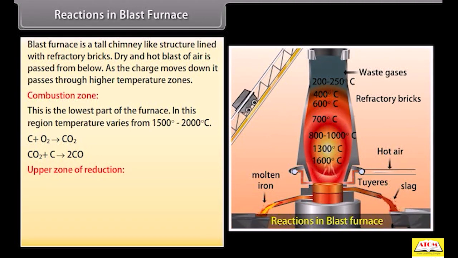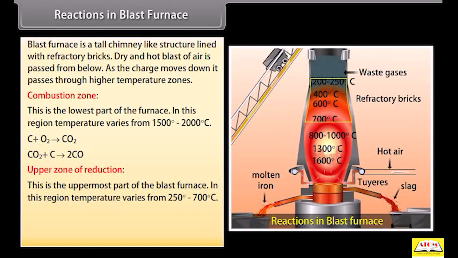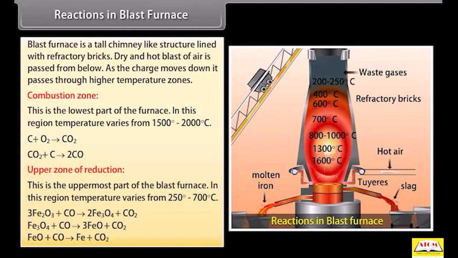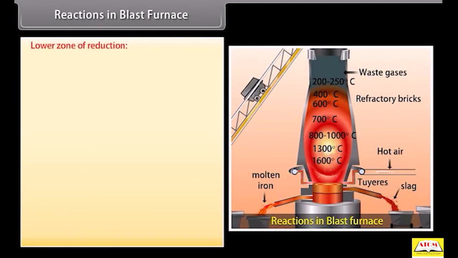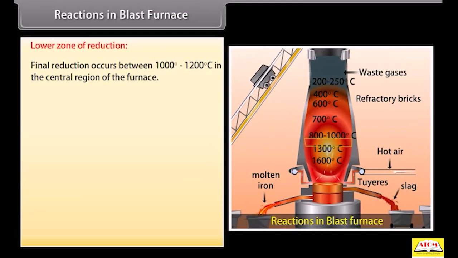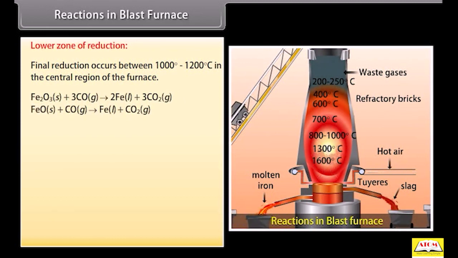Upper zone of reduction. This is the uppermost part of the blast furnace. In this region, temperature varies from 250 to 700 degrees Celsius. Here, carbon monoxide reduces oxides of iron into spongy iron. Lower zone of reduction. Final reduction occurs between 1000 and 1200 degrees Celsius in the central region of the furnace. Carbon obtained by dissociation of carbon monoxide combines with iron, and impurities also get dissolved in molten iron.